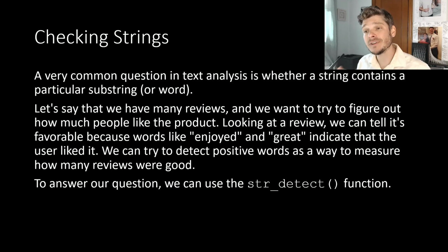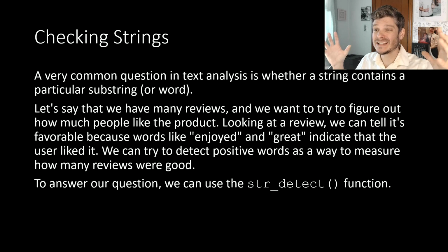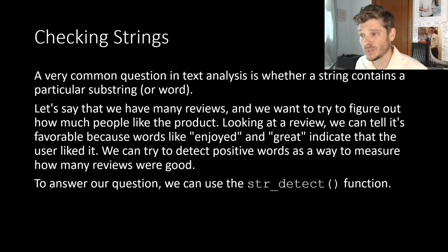All right, another really common thing that we want to do when we're looking at strings is check to see whether a string contains a particular word or a substring. So we have this text. Does this text contain some particular word? Let's say we have a review and we're trying to figure out if people like the product. Well, we can look at the review and figure out if it's favorable or not by looking at hopefully positive words like enjoyed or great. That typically is going to indicate that a user liked it. And this is that natural language processing type thing.